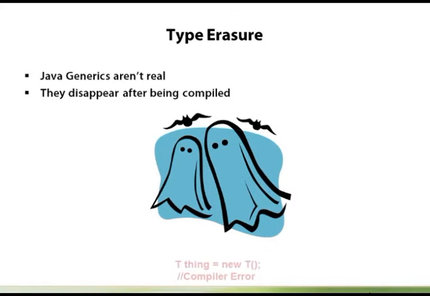The same goes for creating a new instance of that type. If you got a type passed in or you had a house of type dog, you couldn't, inside of your class, do a new T, or new dog, because Java doesn't know about that at runtime, so it's not going to be able to utilize that type.